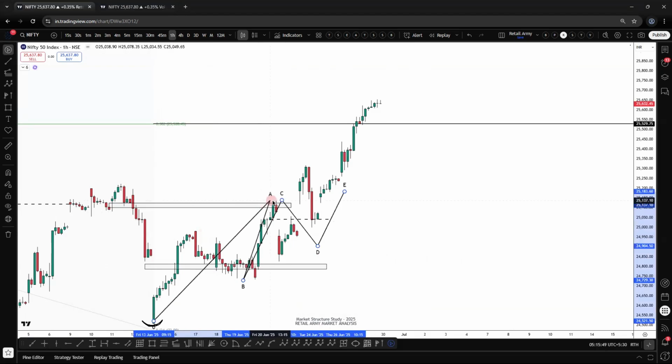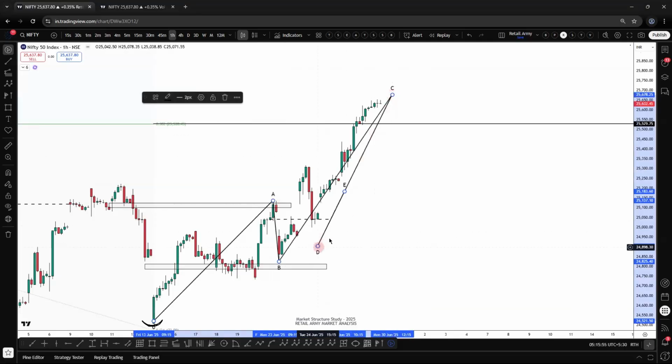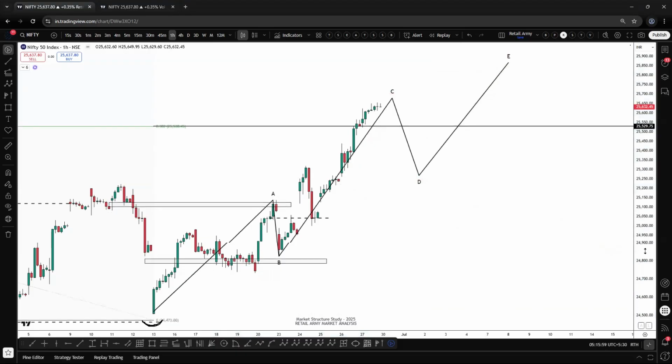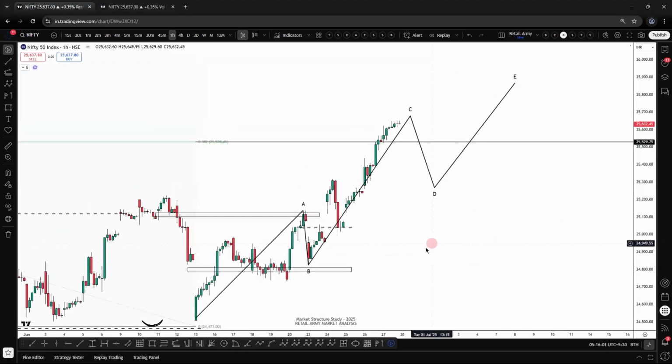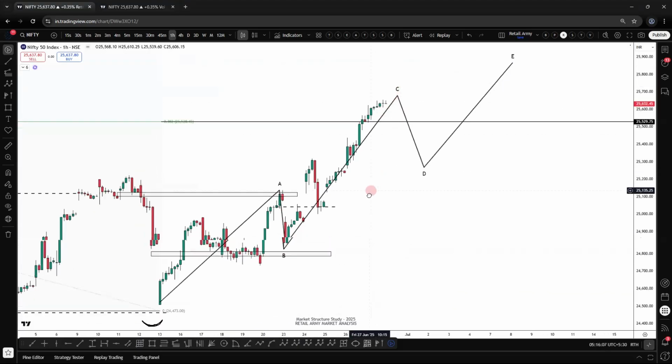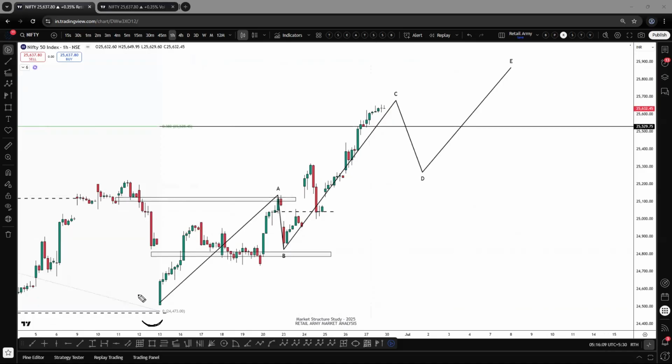So the first option is, this is your A wave, B wave, C, D, E. Try to understand this. This is one of the possibilities. A wave started here, B wave. This entire move is C. It's very clear that C wave is bigger. In this case, you can see C wave is already bigger. C wave is greater than A wave.